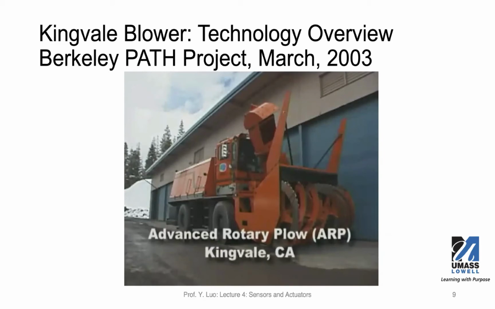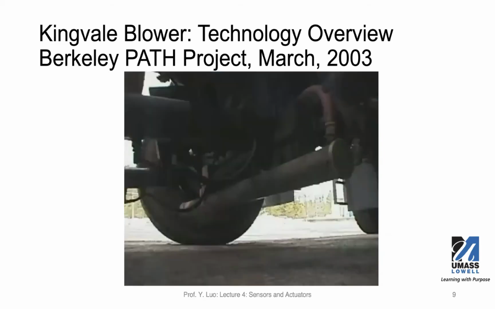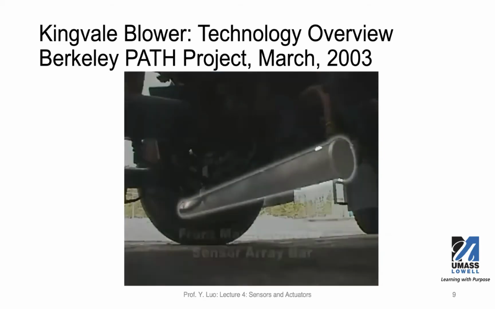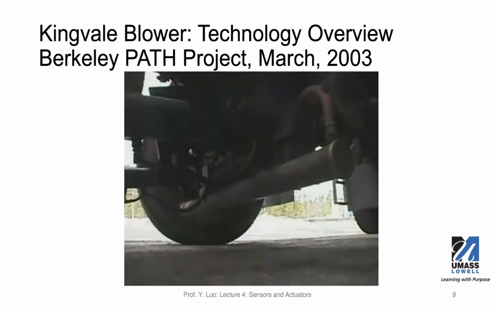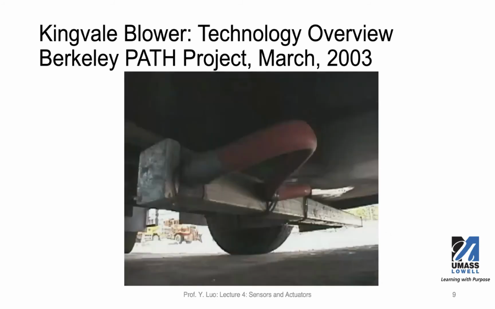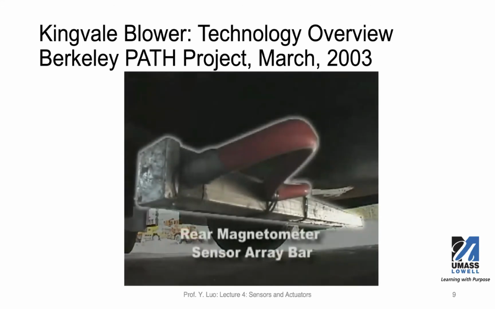This is the similar project. So what they want to show you here is the sensors mounted underneath the car, the truck. It's the front magnetometer arrays that they use to detect the directions of this blower truck.